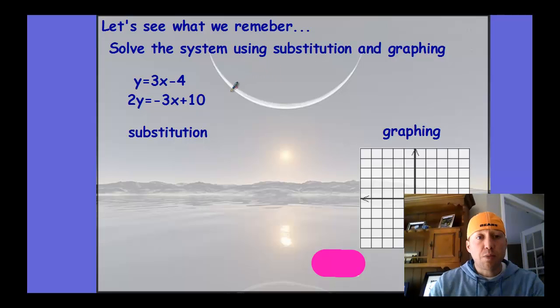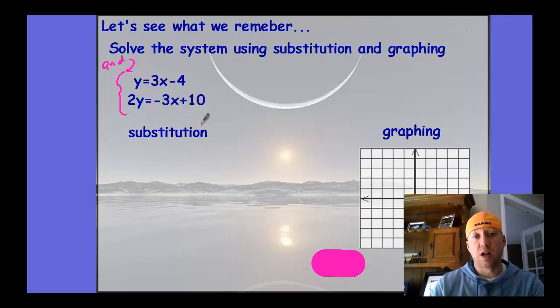So let's see what we remember first. If we have a system, and the system uses this bracket, which just means the word and. So the word and can be used with a symbol where you're tying two equations to describe one situation. So we can solve this using substitution.